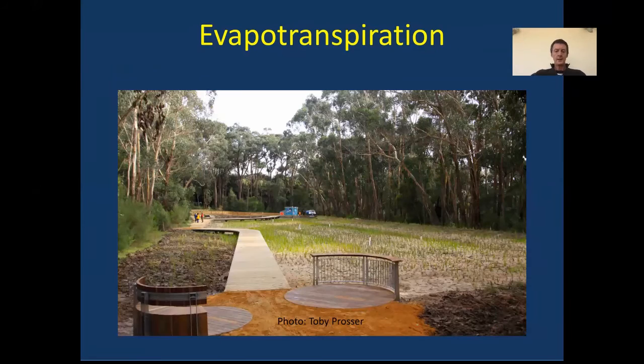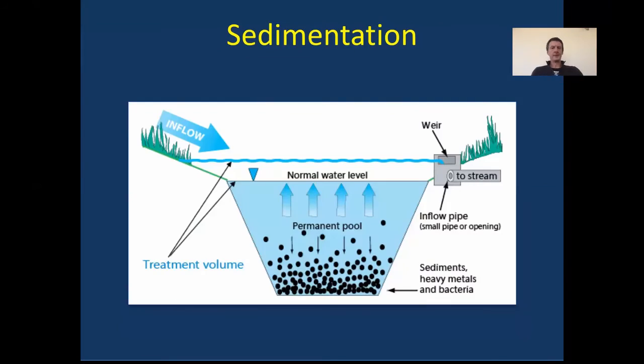Evapotranspiration is often combined with infiltration, where we put water into a basin and have a lot of vegetation that then uses that water. Or we might take harvested water and apply it to the landscape and promote evapotranspiration that way. This is a way of reducing the overall flow volume. So we're trying to mimic the natural flow regime, using evapotranspiration as one of our tools.